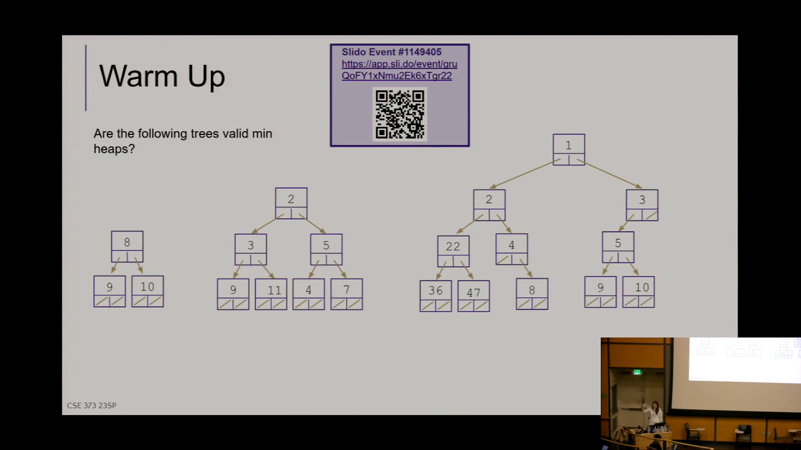Okay, let's talk about the rightmost tree. Thumbs up, valid. Thumbs down, invalid. Invalid, I agree. Does anyone want to raise their hand and tell me why this one is invalid? Yeah, there's a hole next to the 5.